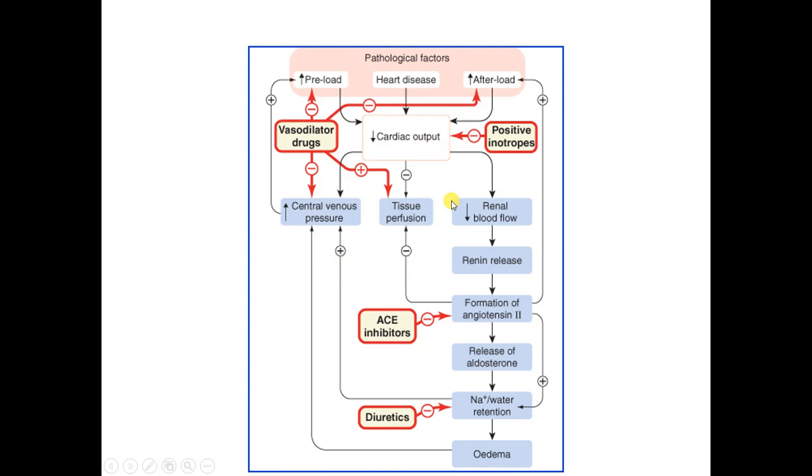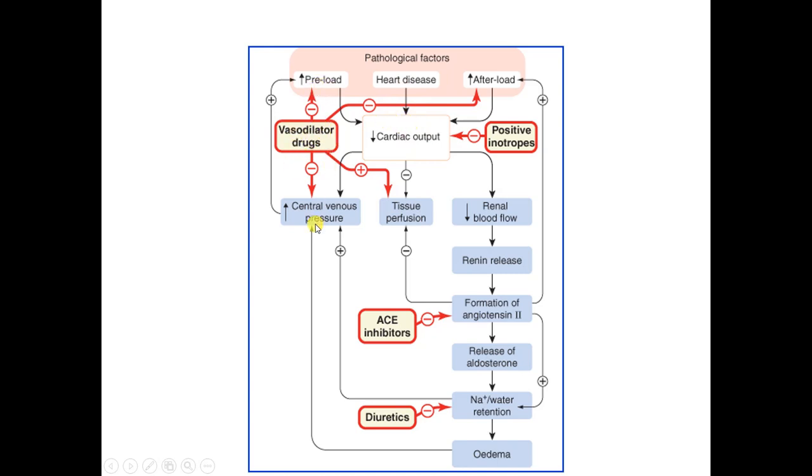So when the peripheral resistance of the blood vessel increases, then definitely the cardiac output will be low, and the heart will receive an insufficient quantity of blood. When the peripheral resistance of the blood vessel decreases, it means that the heart will receive a sufficient quantity of blood and the cardiac output will increase, and it will supply blood in sufficient amount. These are the heart disease, and you can see this is preload, vasodilator drugs.